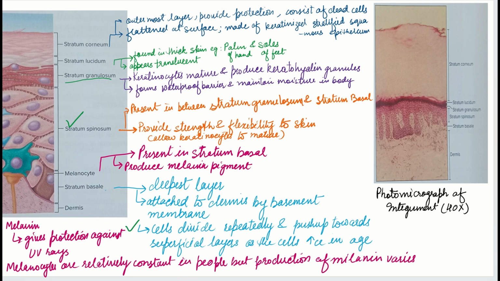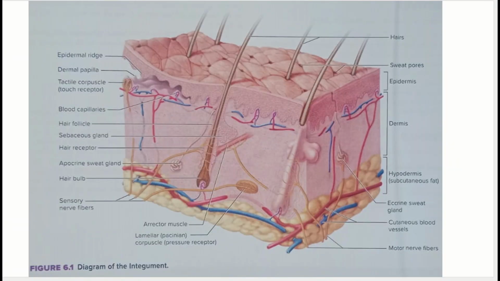Next is the uppermost, outermost layer, the stratum corneum, which provides protection. It consists of dead cells, flattened at the surface, and is made up of keratinized stratified squamous epithelium because of the production of the keratin protein here. This is the overall representation of the integumentary system.